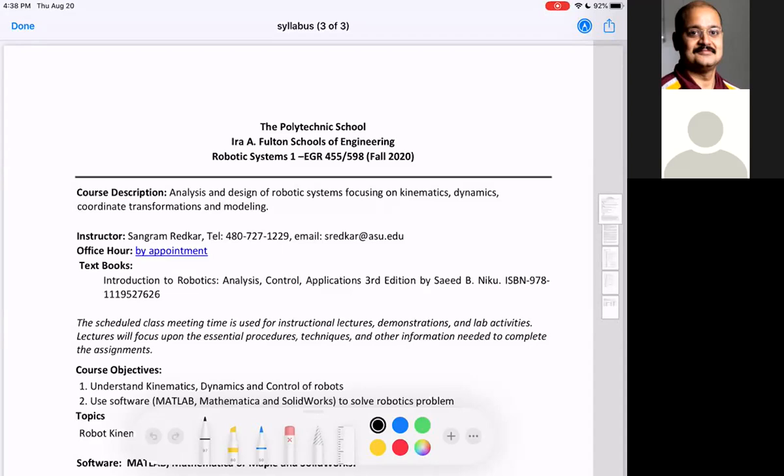Again, my name is Sangram Redkar, and I will tell you where my office is. My office is in Tech Center 101B. I haven't specified office hours, but usually I'm in my office all day Tuesday and Thursday. Please send me an email and then we can meet, talk, or schedule a Zoom call at a time that is mutually convenient. My office phone is also given.